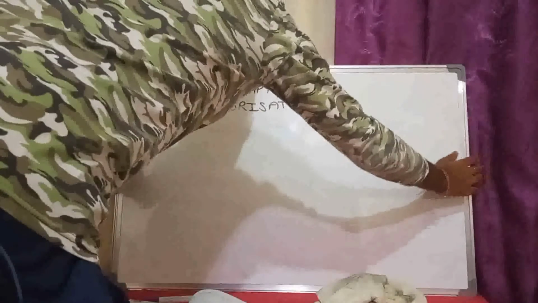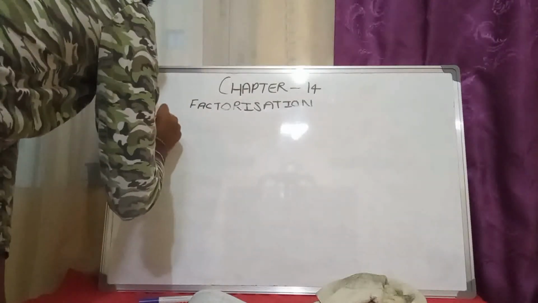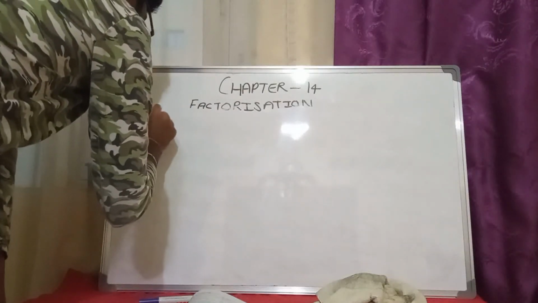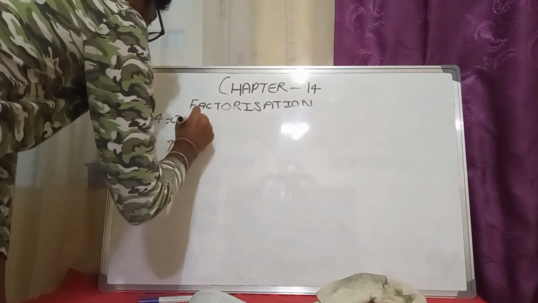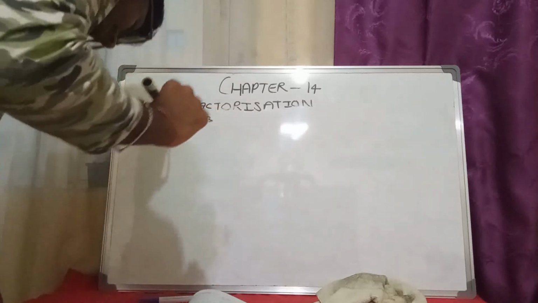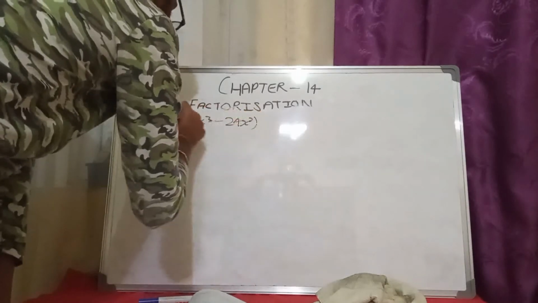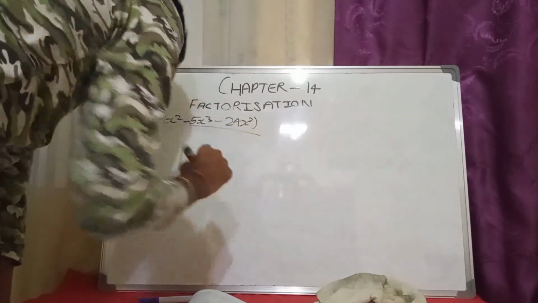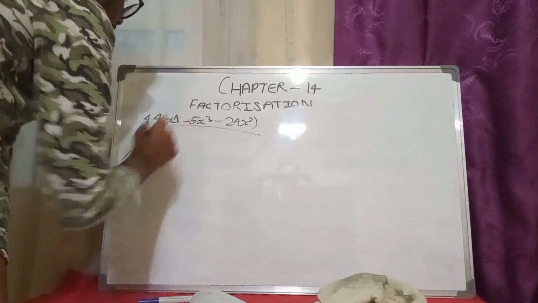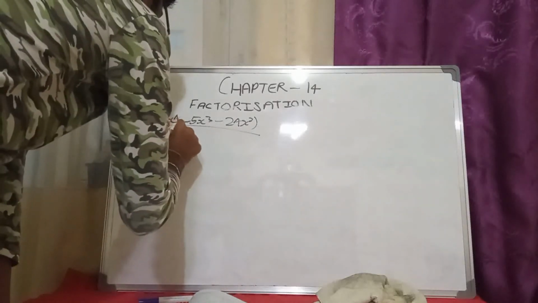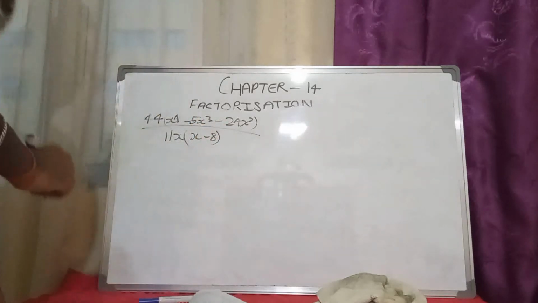For example, the next example is 44x cube minus 5x square minus 24x square, divided by... sorry, 11x into x minus 8. That's how it is given.